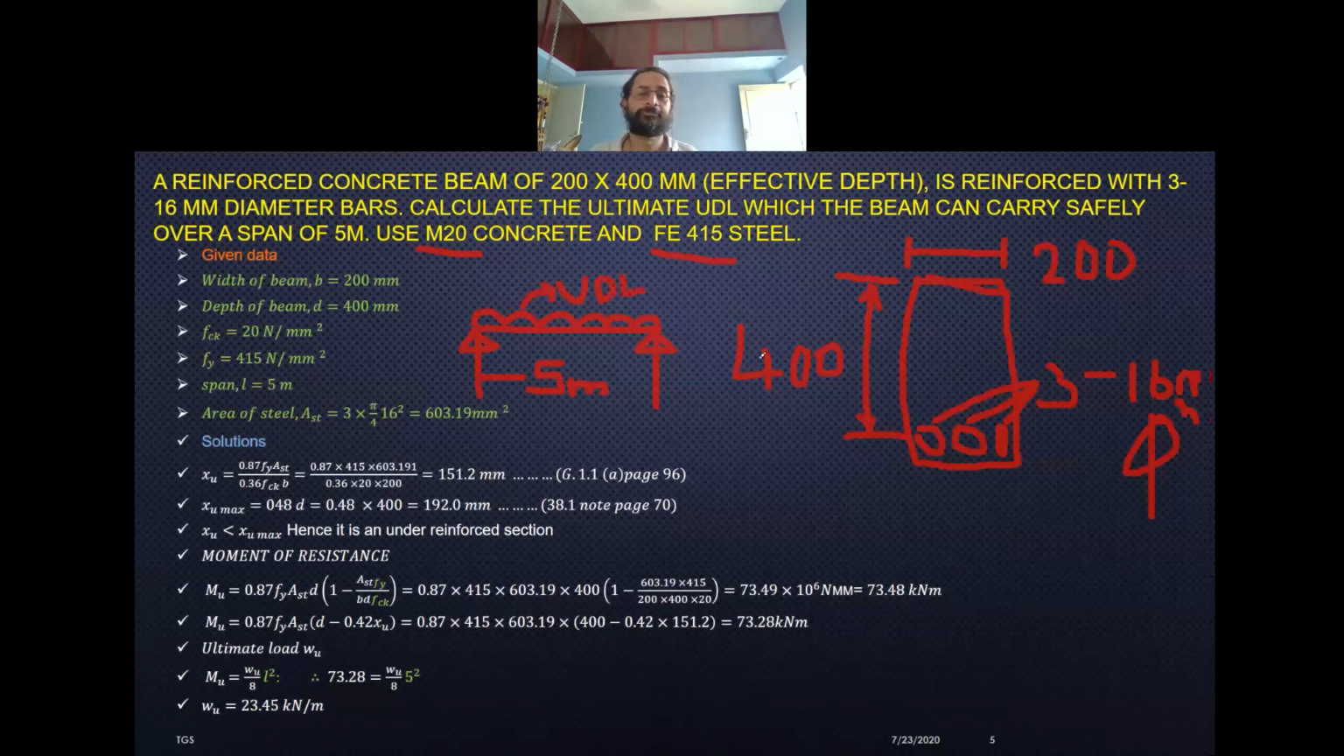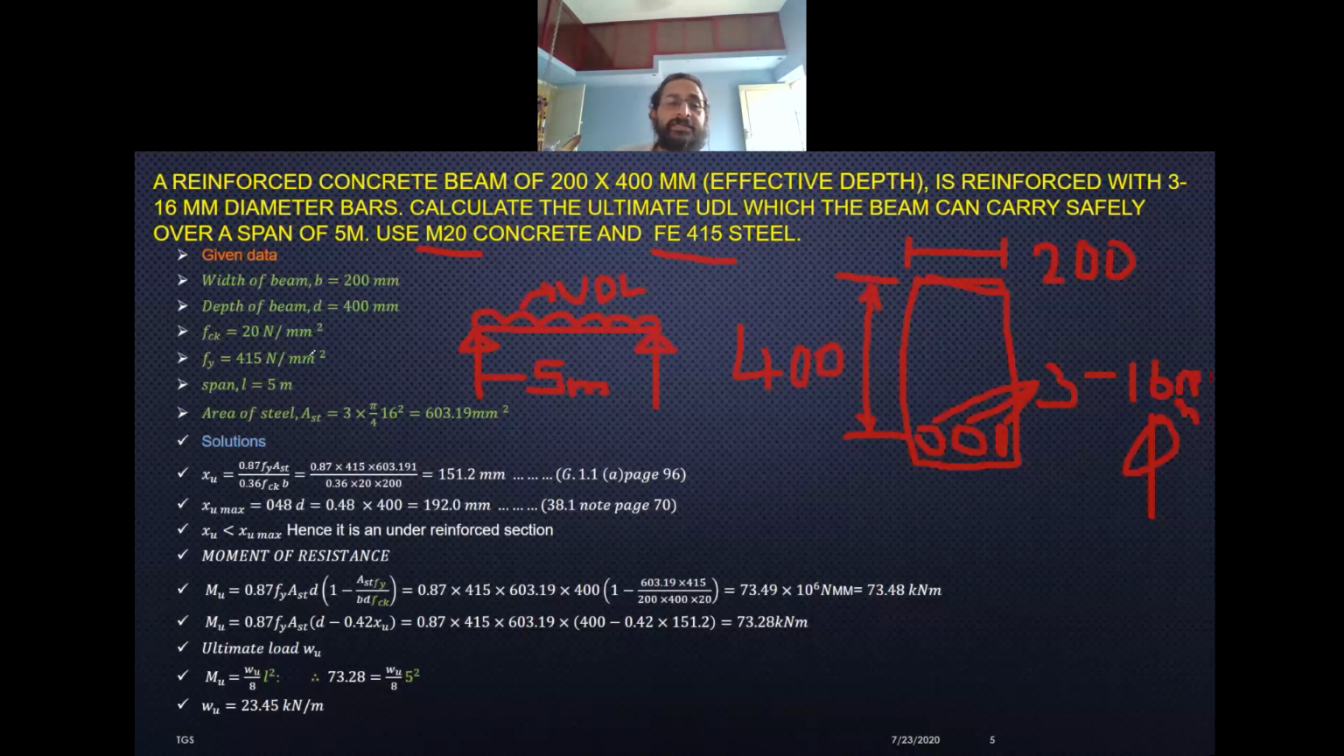Find the UDL. So, you know, due to the UDL load the bending moment is developed. So find the bending moment Mu, and then we can find out the load. For that, first we have to find out the Mu. For finding out the Mu, first we have to calculate the Xu and Xu max and compare. Then calculate the Mu. From the Mu value we can find out the load.